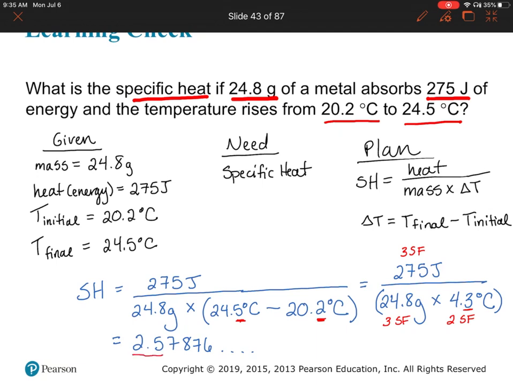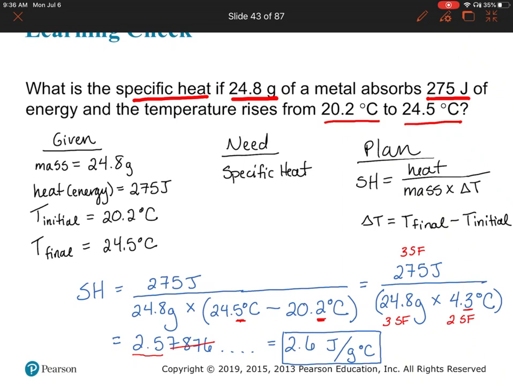So we want to chop off the rest of this number after the 5. But the first digit we're dropping is a 7. So that means we have to round. So our final answer is 2.6. And then what are the units here? So we've got joules over grams times degrees Celsius. All right, so that's our final answer. So that's our specific heat of this metal.